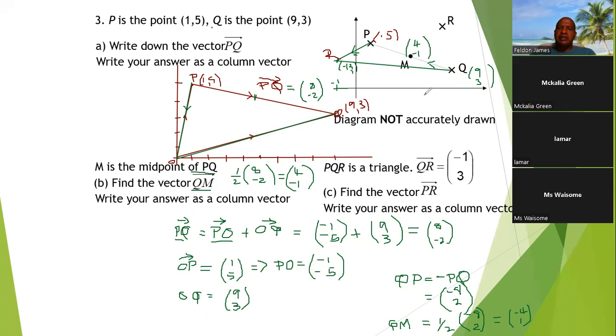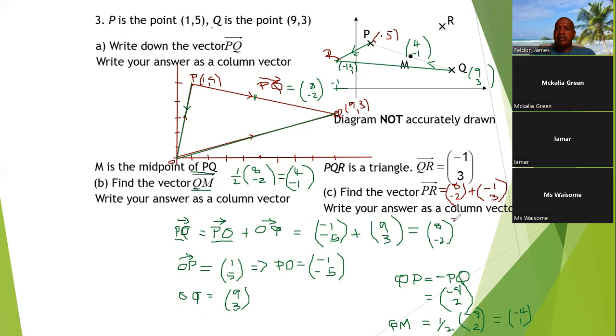All right, so now PR would be equal to PQ, which we calculated as (8, -2), plus QR, which would be (-1, 3). When we add these, what would we get?